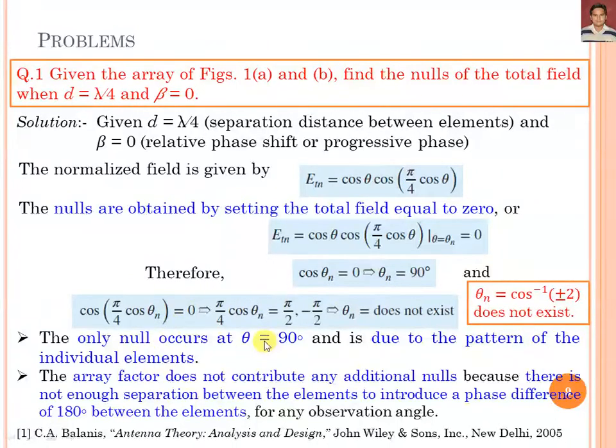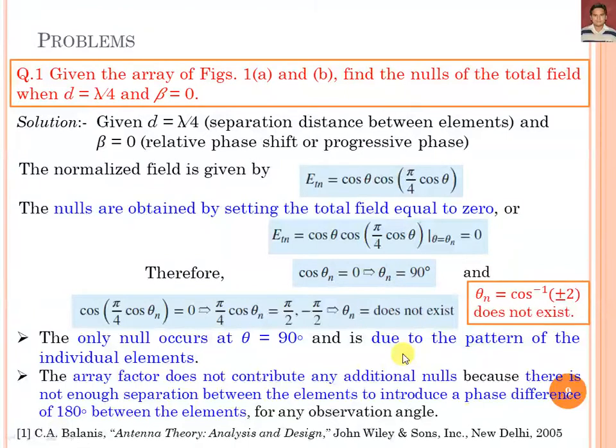So the null occurs at theta equal to 90 degrees, and this is due to the pattern of the individual elements. Here you can see cos theta is the radiation from the individual element, and cos(pi/4 cos theta) is due to the array factor. So in this problem you will get the null at theta equal to 90 degrees, but due to the array factor you will not get the nulls in this pattern.